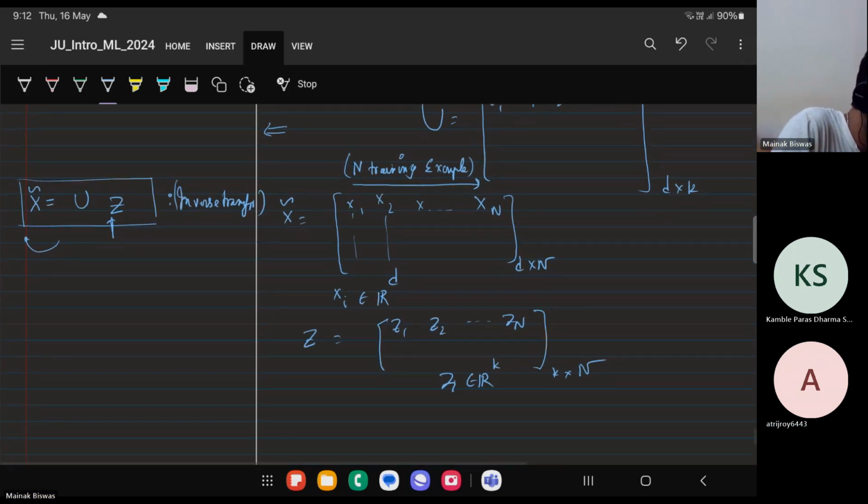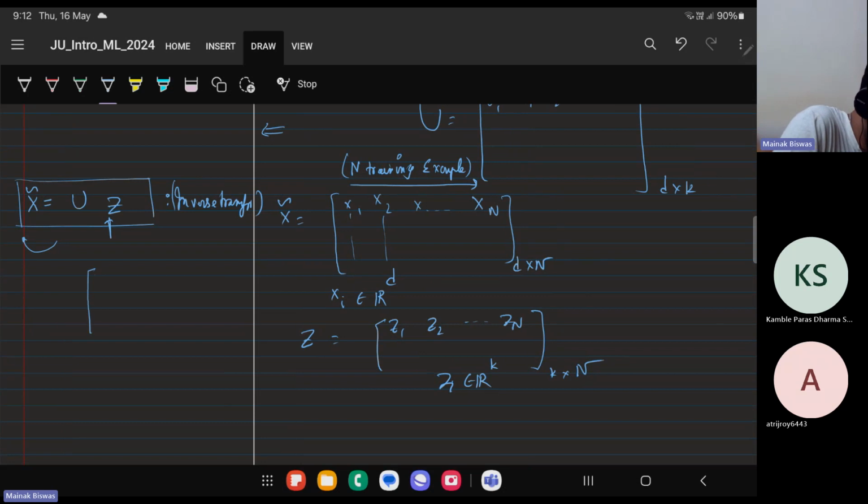So U1, U2 dot dot dot UK, times Z1, Z2 dot dot dot Zn, is equal to X1, X2 dot dot dot Xn. This is D cross N. This is your D cross K. This is your K cross N.